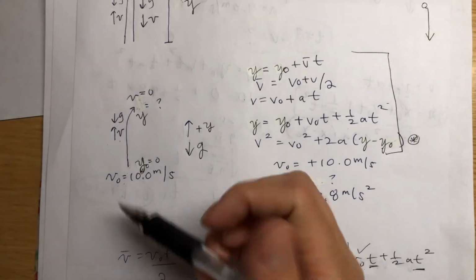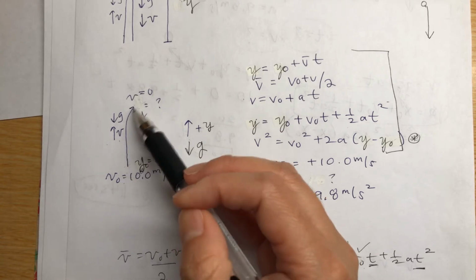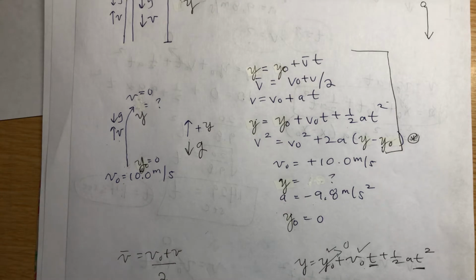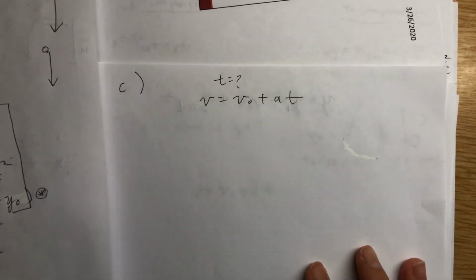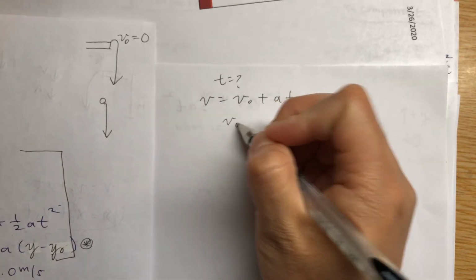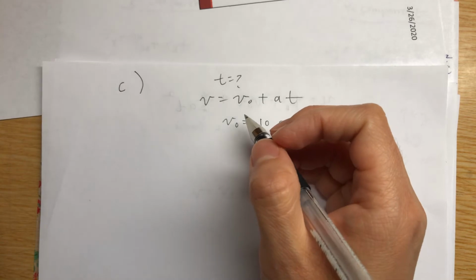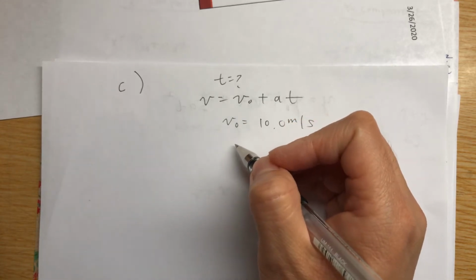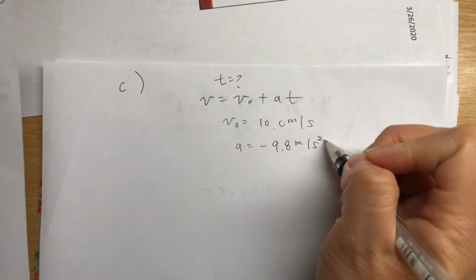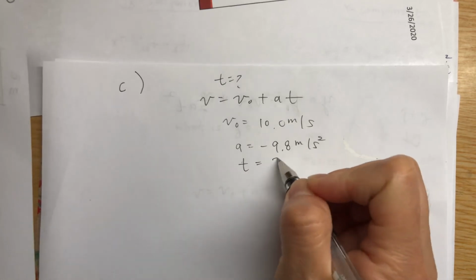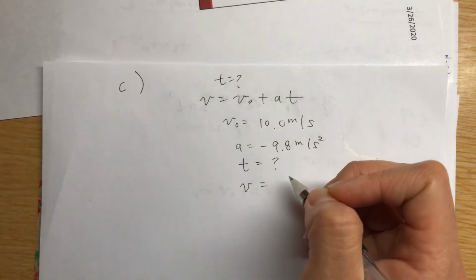So again, I'm just using this path from point A to point B. I'm still looking at this. Same thing. Okay, so now I have V naught still 10.0 meters per second. A is negative 9.8 meters per second squared. T, that's what I want to find. V, at the top, V is 0.